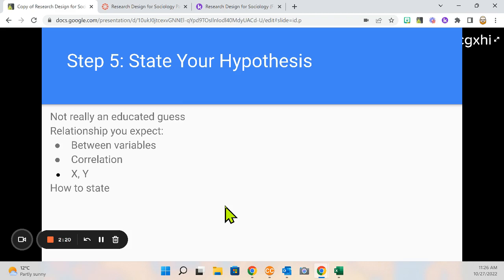There are different ways of stating a hypothesis. There classically is the if-then statement. If X, then Y. More common in the social sciences especially are probabilistic hypotheses. Meaning, if X, then more likely Y, or the more X, the more likely Y.